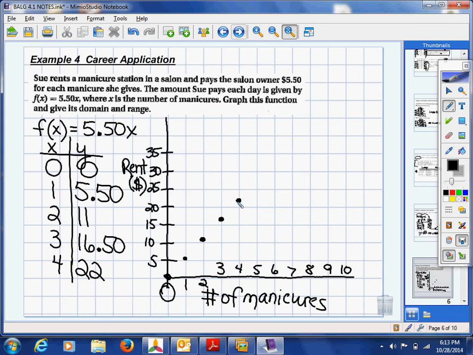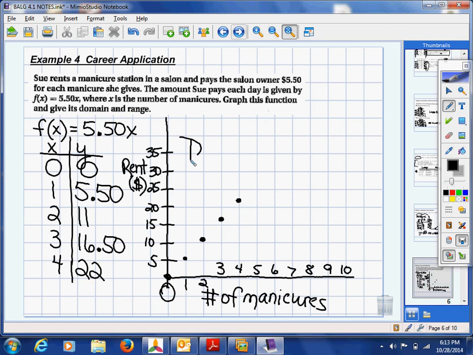Now, your book, if you're looking at your textbook at all, your textbook graphed a line through those points. And remember what I told you, hey, this is discrete data. We don't draw a line connecting these points because you can't have or do half a manicure. Your book did the line because they wanted to show the trend continues into infinity, is what I read in your book. I'm a purist. I'm going to stay with, hey, this is discrete data, and we're not going to connect the points, okay? So we graph the function.